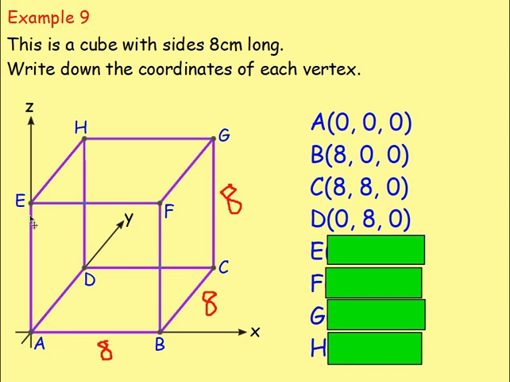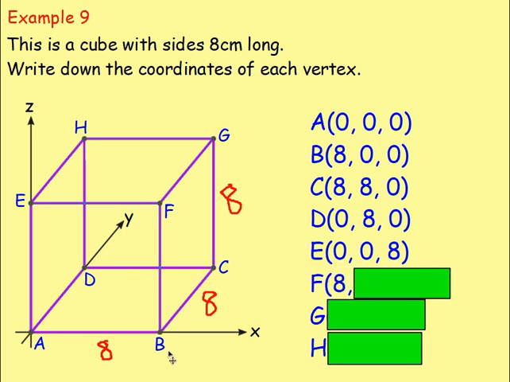For E, again going from A to E, how far along do you go, how far back do you go, how far up do you go? Well, you don't go along, you don't go back, you just go up 8 units. So you'd have 0, 0, 8. For F, to go from A to F, think how far along, how far back, and how far up or down. So we're coming along 8 to get us to B. Then you're not going back at all because we're directly under F, so we just have to go directly up, and we're going up 8 units, so we'd have 8, 0, 8.